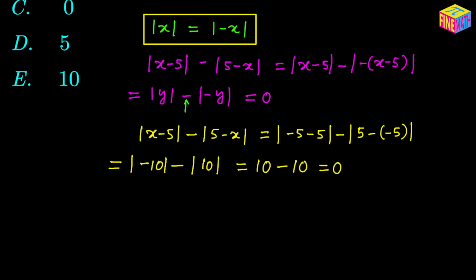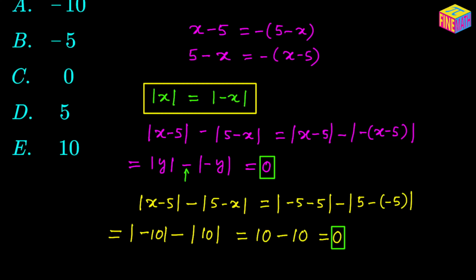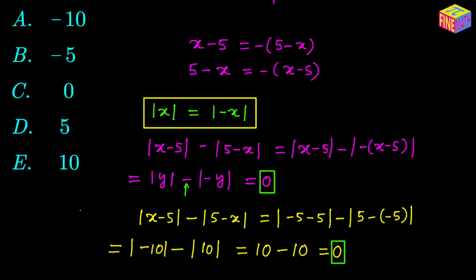Now if you look at these two results, we have 0 there, and here also we are getting 0, and in fact that is the answer. Now let's look at our answer options here. Well, we have 0 under option C, so the correct answer would be option C.